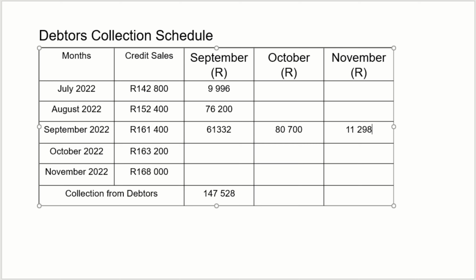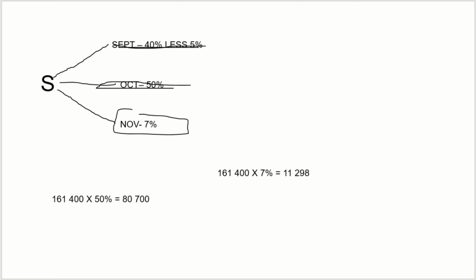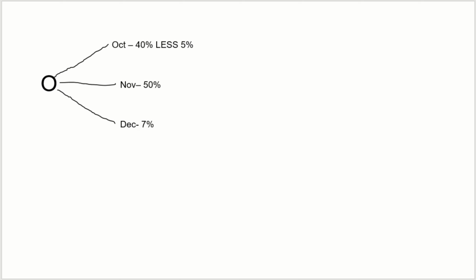Okay, then now we're going to do the month of October. Feel free to pause the video, try it on your own. Alright, so this is what our stem and branch for October would look like. We'll have October as the first month of collection, November the second month, December as the third. So now remember what I said, you go on to compare with your answer sheet.